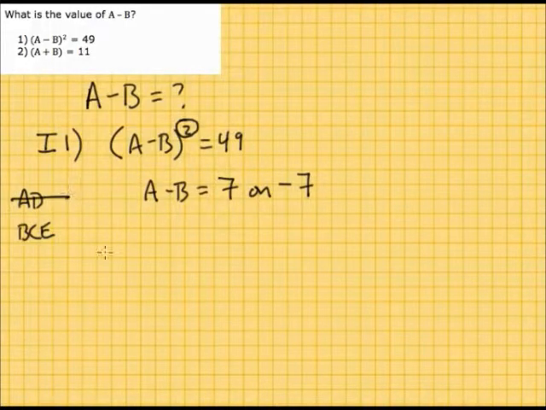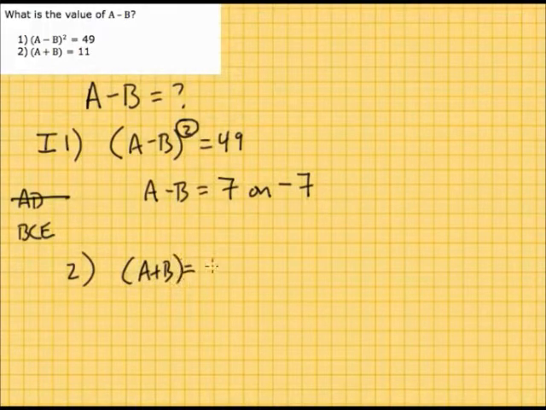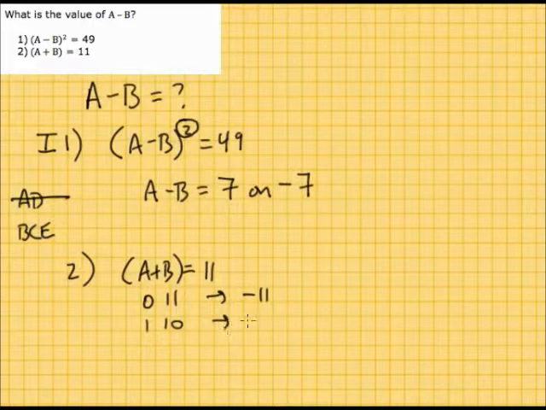Let's talk about fact 2. It says A plus B is equal to 11. Now looking at that, there's no information about A minus B. You could test it to prove that it's 0 and 11 or 1 and 10. And in those situations, A minus B in this case would be -11. A minus B in this case would be -9. 2 different solutions means insufficient.